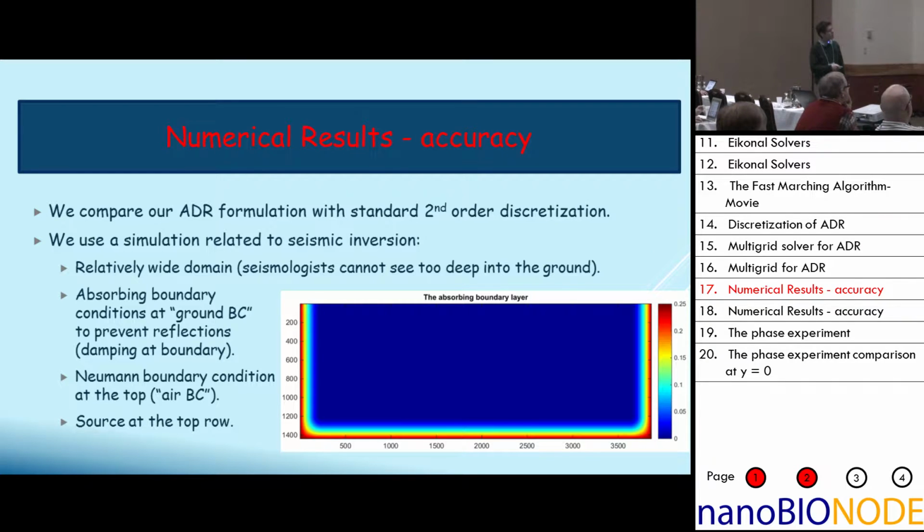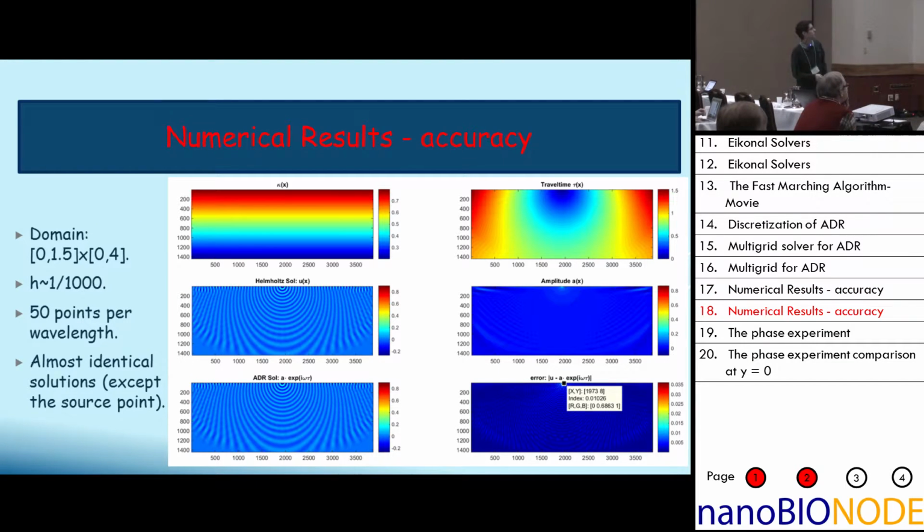These are the ground boundary conditions because the ground goes to infinity. So we use an absorbing boundary layer in these boundaries. But at the top layer, we've got basically air, so it's not like the ground goes to infinity. So we've got Neumann boundary conditions on the upper layer here. And the source is at the top row somewhere, and the receivers are also. So we have a source here, let's say, and we measure the solution here. So let's see some comparisons.